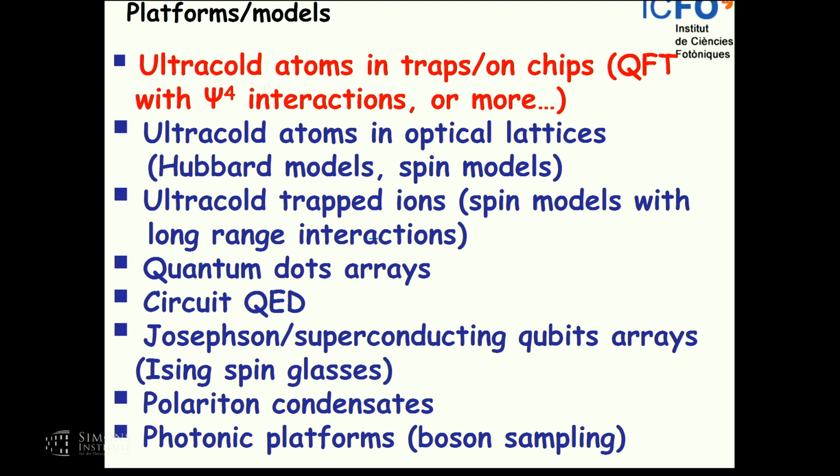The first thing, so to say, was ultra-cold atoms in traps, not even in lattices, or on chips. All right? They realized quantum field theory with phi to the 4 interactions, or even more models if you have longer range interactions between the atoms. So, for instance, dipolar forces or something like that.